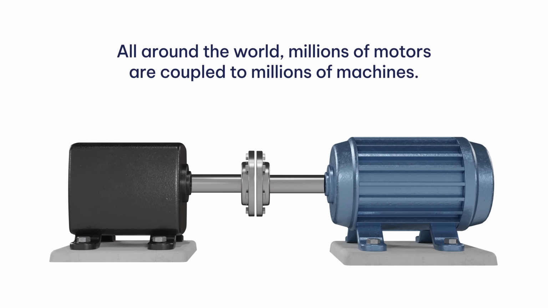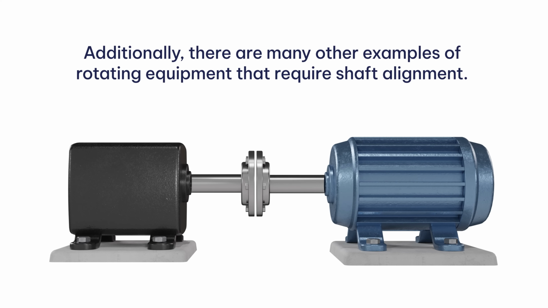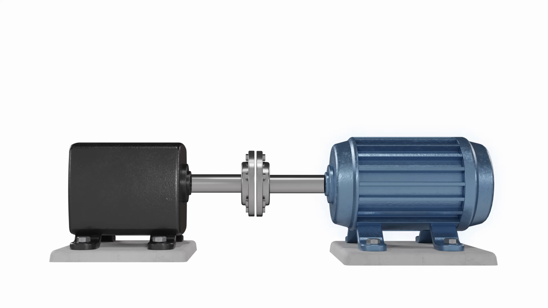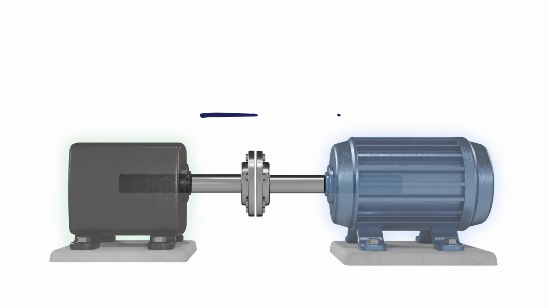All around the world, millions of motors are coupled to millions of machines. Additionally, there are many other examples of rotating equipment that require shaft alignment. The shaft in the motor or engine rotates and drives the shaft in the pump or other driven machine.